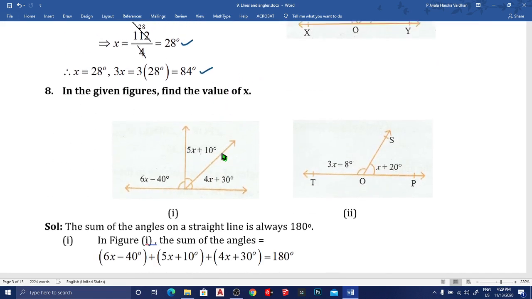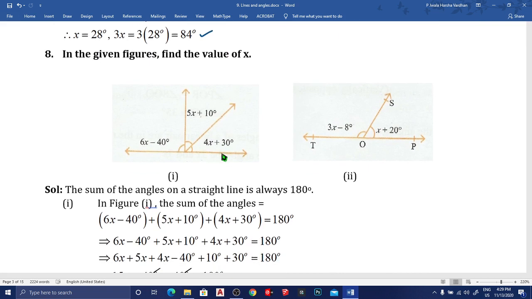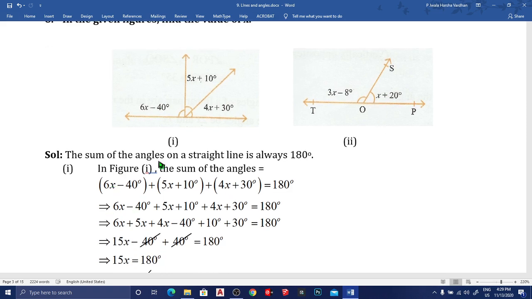Next, in the given figures, this is also the same as the above problem. Find the value of x here. Here 3 expressions are given, and here 2 expressions are given. Find the value of x. Here also you have to apply the same property, which is the sum of the angles on a straight line is always 180 degrees. So this is a straight line. By adding these two angles, you will get 180 degrees. Here also this is a straight line. By adding these angles, you will get 180 degrees. So by adding these three expressions, you will get an equation, and you have to find the x value.